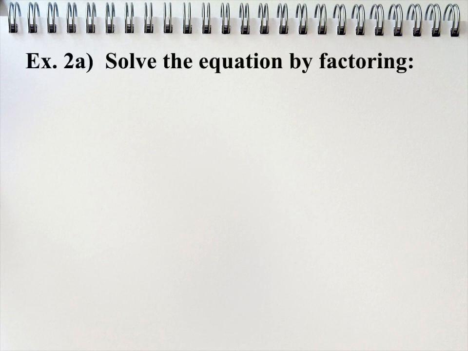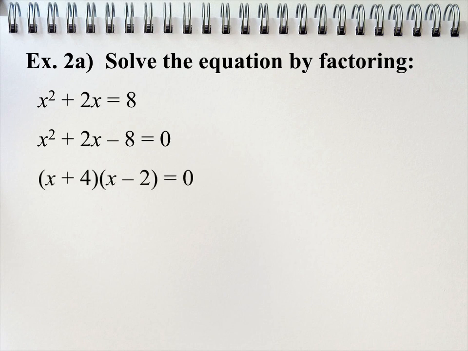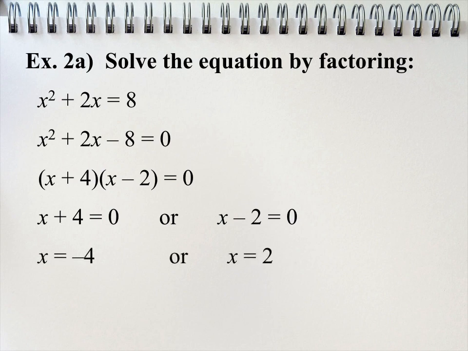So let's solve this equation first by factoring it. We'll put our quadratic equation in standard form, ax squared plus bx plus c equals 0. Now we'll factor that by using reverse FOIL. We'll set each one of these factors to 0, and we'll solve each equation for x. There are two roots in our solution set. They are -4 and 2.